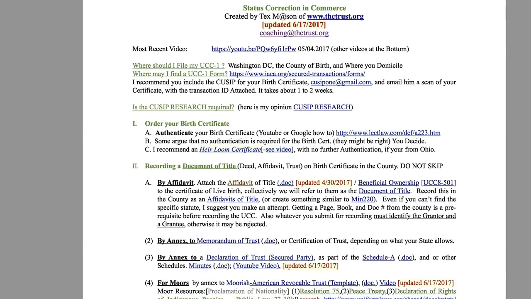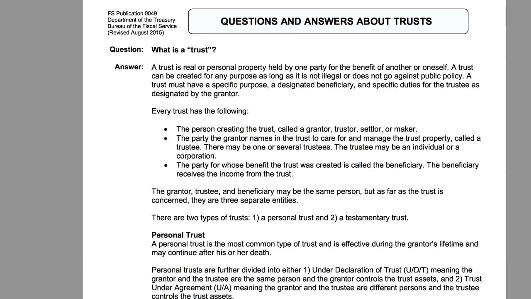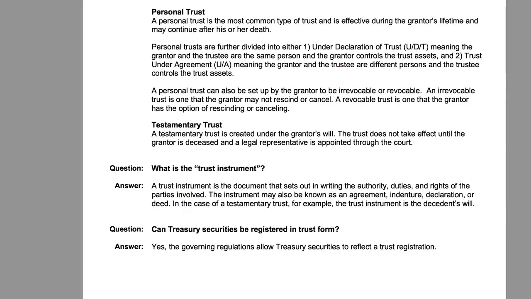Because the first thing that we're going to do, once again, is the county recording, where we're recording ownership on the estate in the county. But we want to show that some trust owns the estate. Before I get to that, I was asking the question, who is the grantor, right? So this FS Publication 0049, Department of the Treasury, questions and answers about trusts. This is like question and answer. Here is your answer. You go into this document.